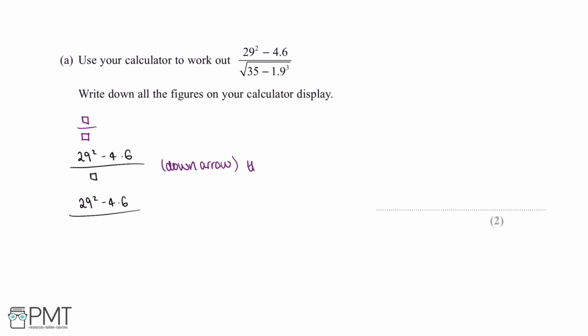and then we're going to want to use the square root button, which should look something like this. And then inside the square root we're going to want to put the 35 minus 1.9 cubed. And then when we press the equals button, the figures shown on our calculator display is 157.668255. And as stated in the question, we need to write down all of the figures on our calculator display. So this is the final answer.